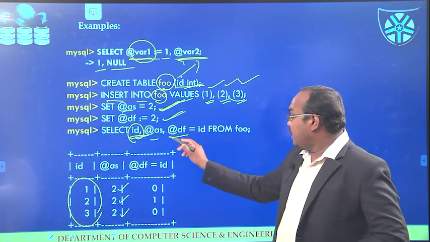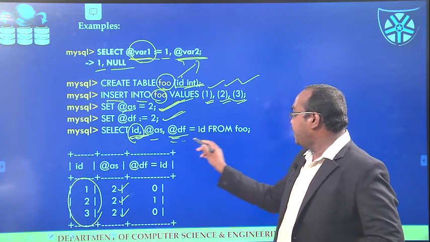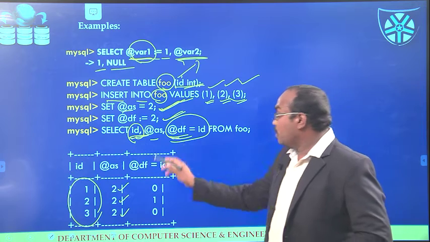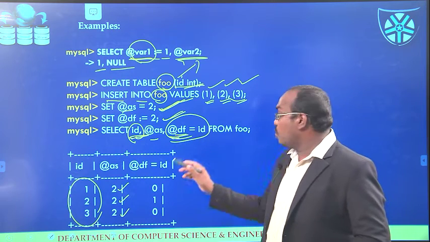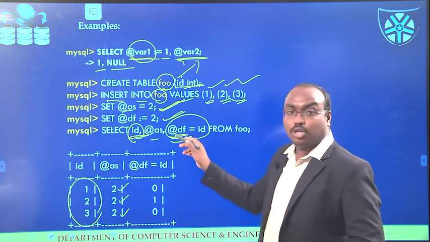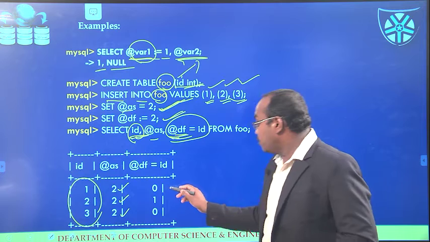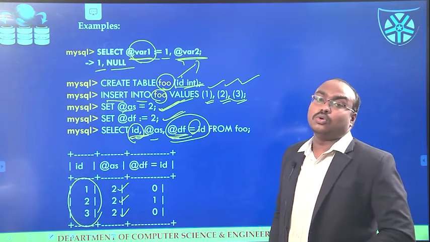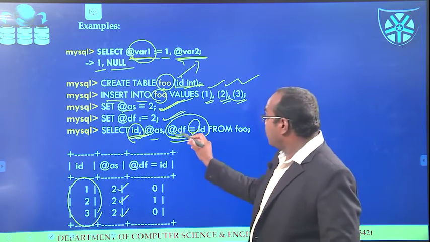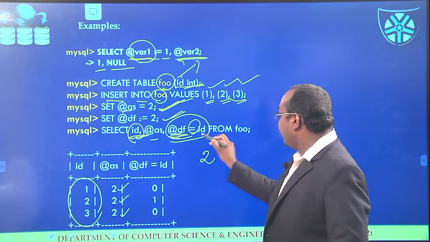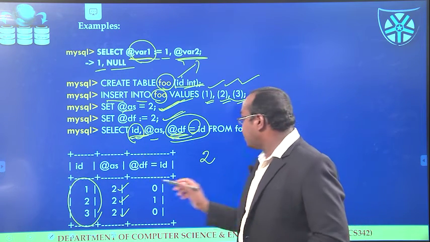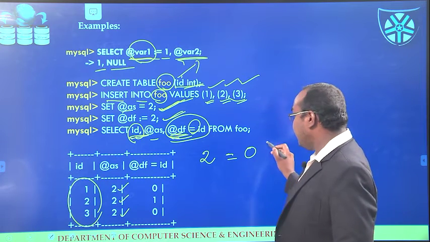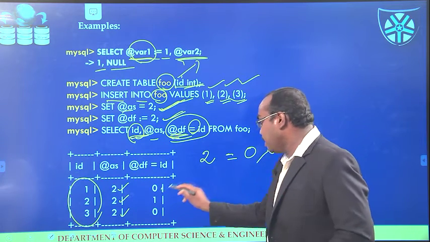And the next one, @df equal to id. So here the df value is equal to id. What are the values of id? That is equal to the df variable. So here the equal to operator is converted into a comparison operator. Here the df value is 2, and the first id value is 1, so 2 equal to 1 will return false. So here the value is 0.